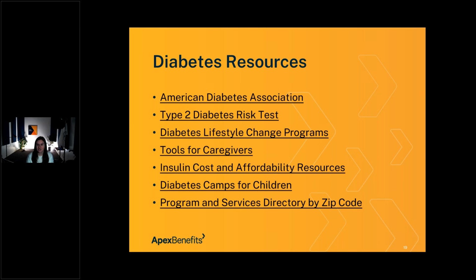And the last resource I put on the screen is actually a resource that I use all the time for basically anything and everything. It's a program and service directory. So if you actually click that link, you can type in your zip code and find everything from food needs to all the way to childcare needs, and of course diabetes and chronic conditions and everything in between. But that is a great resource to really help connect you, no matter where you are in the US, to resources based off of your zip code.